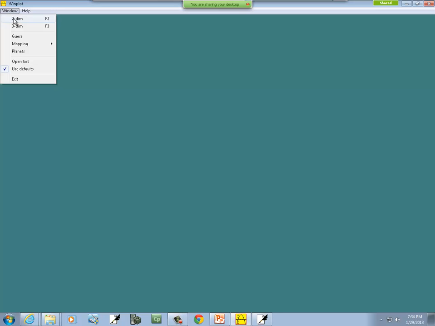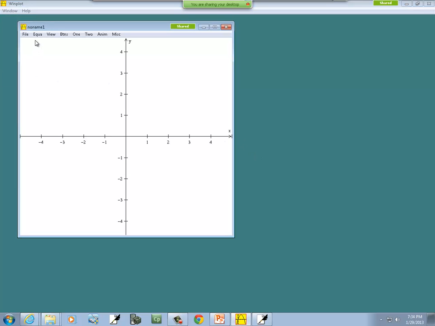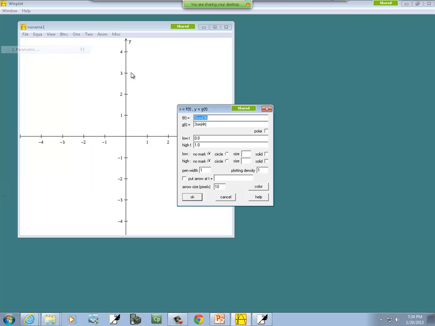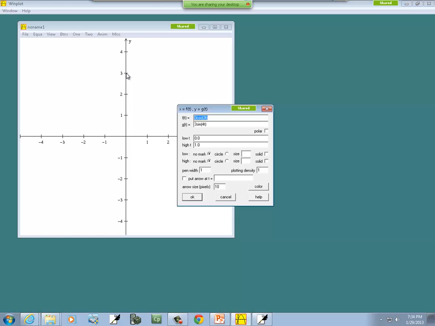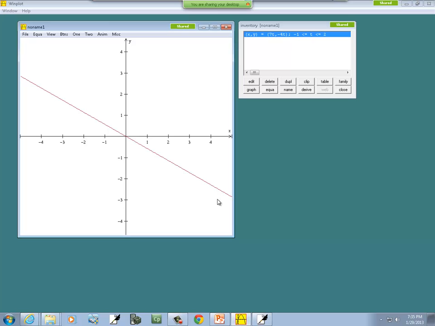But what I'm choosing is window, 2 dimensions. And then I'm choosing equation and parametric. And for f of t, we're going to put in 7t. And then for g of t, I'll put in negative 4t. 7t is what's before i, and the negative 4t is what's before j. Now for our low t and high t, I'll put in negative 1 for low t, and 2 for high t, I guess. And I'll click OK. And it's a line. And that's no surprise there.